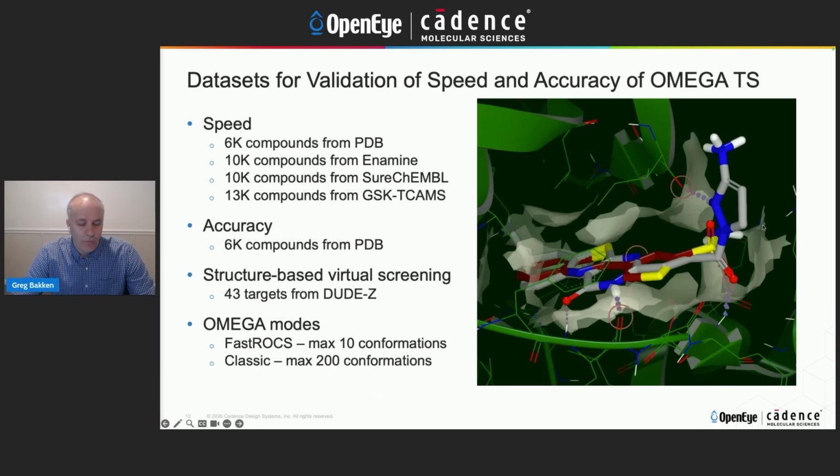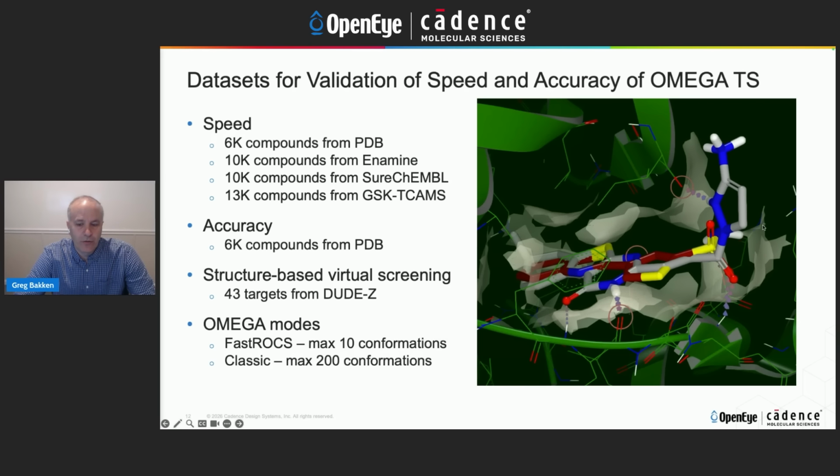So as we evaluate whether our changes to use Thompson sampling are effective or not, as I mentioned previously, we want to think about speed and accuracy. So we're going to look a little bit first at speed, but we'll also look at accuracy and how well this performs in actual virtual screening exercises. And we're going to focus on two particular modes, FastROCS, where we're generating ensembles with a maximum of 10 conformations, and classic mode, where we're generating ensembles with a maximum of 200 conformations.